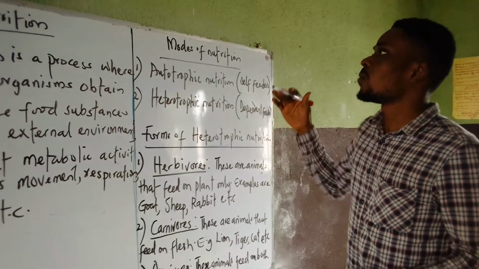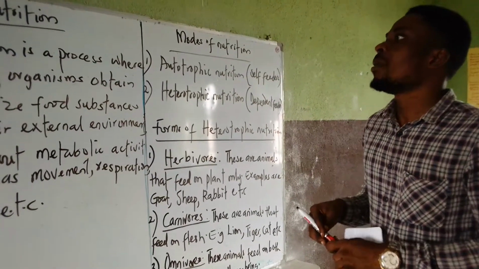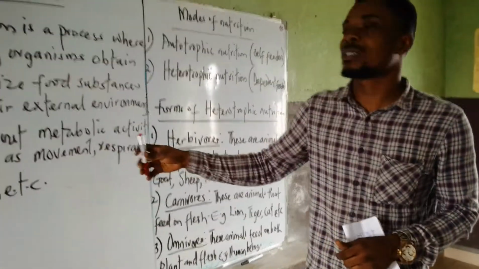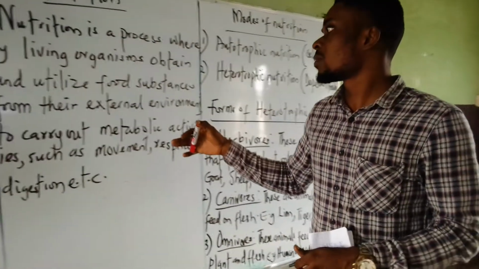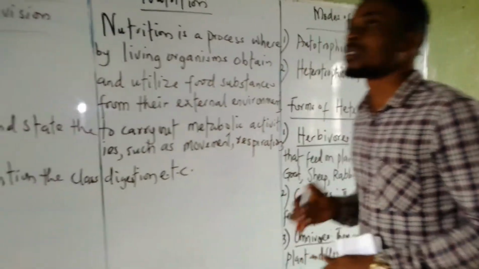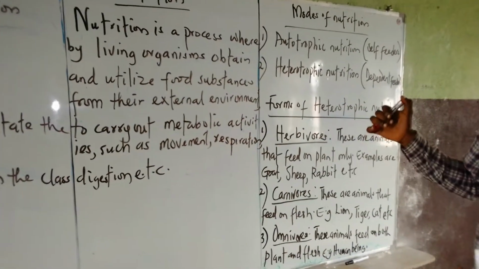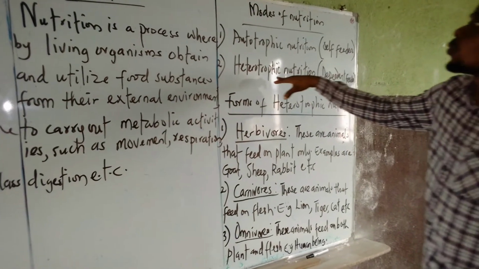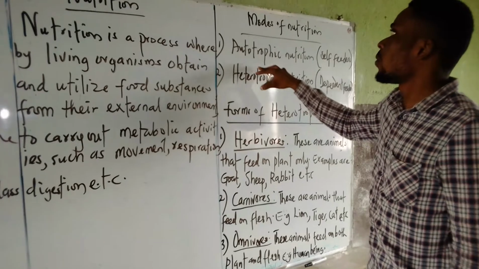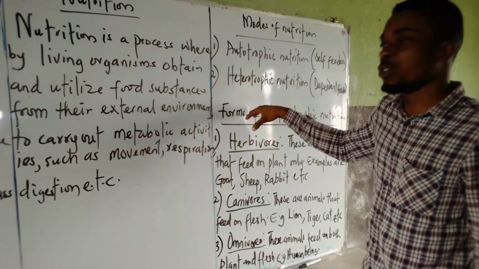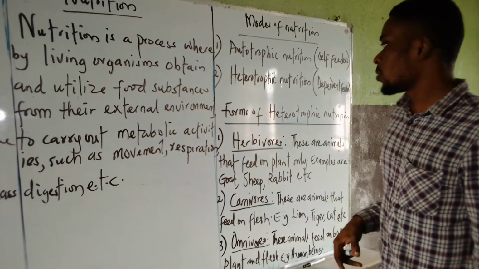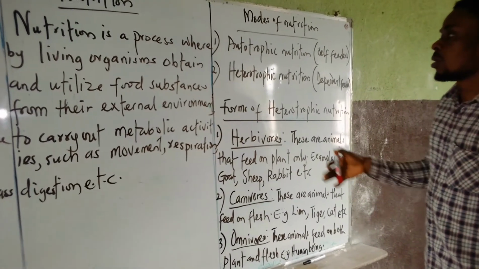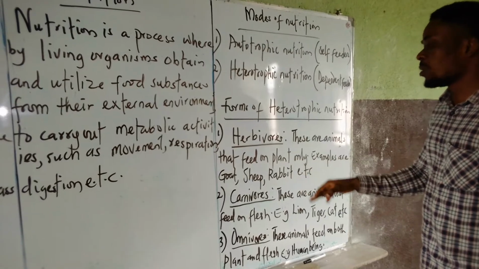We learned that nutrition is a process whereby living organisms obtain and utilize food substances from the environment to carry out metabolic activities such as movement, respiration, digestion, etc. We also talked about the mode of nutrition: autotrophic nutrition and heterotrophic nutrition. Then we talked about forms of heterotrophic nutrition: herbivores, carnivores, omnivores.